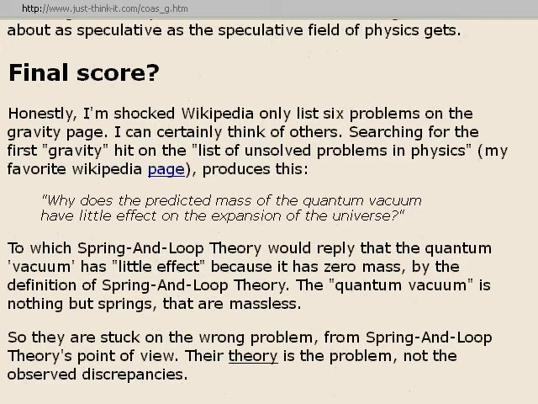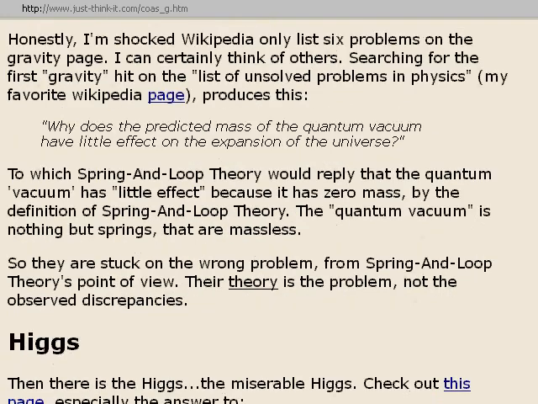Why does the predicted mass of the quantum vacuum have little effect on the expansion of the universe? To which spring and loop theory would reply that the quantum vacuum has little effect because it has zero mass. By the definition of spring and loop theory, the quantum vacuum is nothing but springs that are massless. So they're stuck on the wrong problem from spring and loop theory's point of view. Their theory is the problem, not the observed discrepancies.